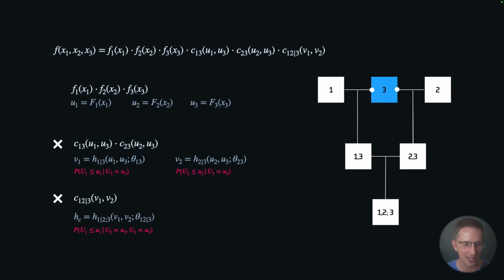So you have the C sub 1,2 given 3, right? So you're going to take the V1 and V2. You're going to fit another copula based on those H functions. And that we're going to call HC. This is going to be our final copula. So the copula that gets us to the probability of U1 being less than or equal to U1 given U2 and U3 are equal to their respective values.